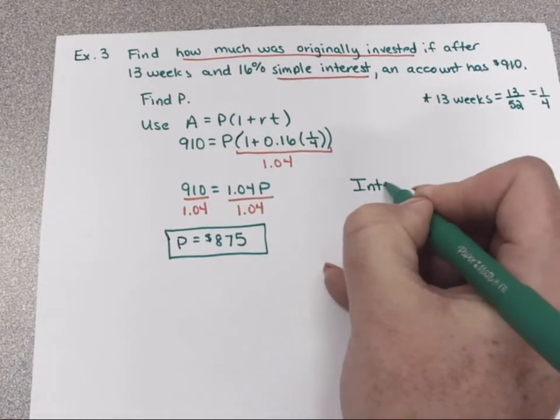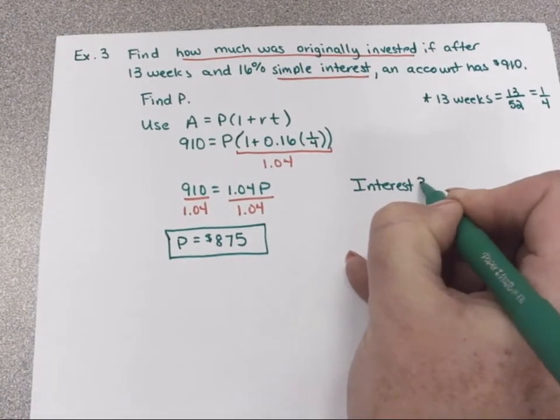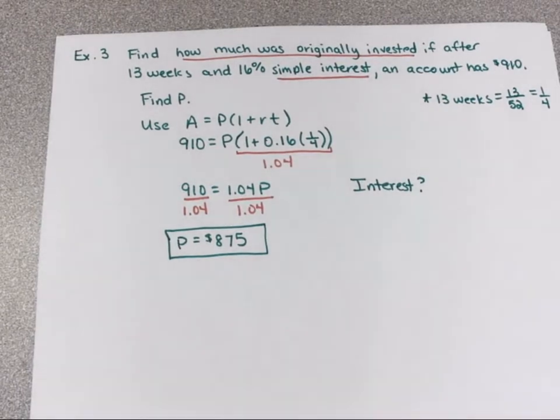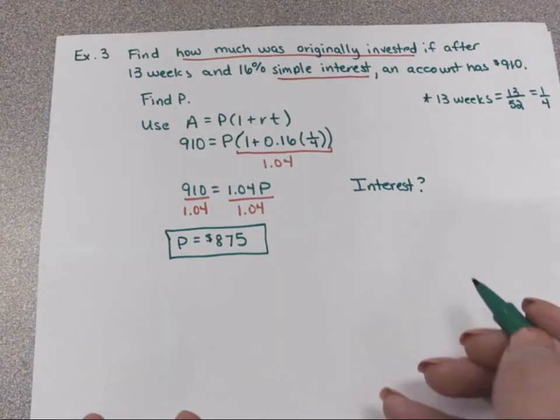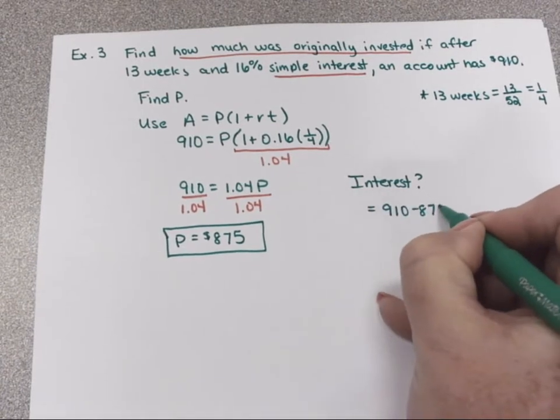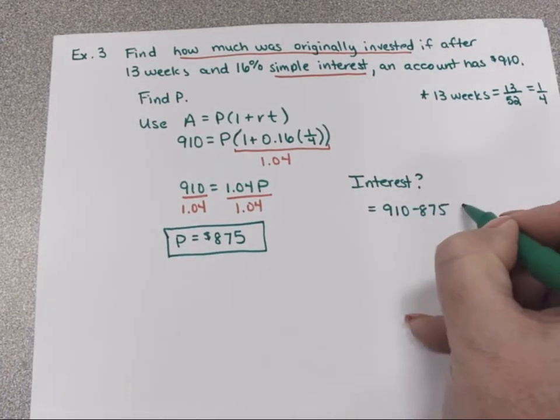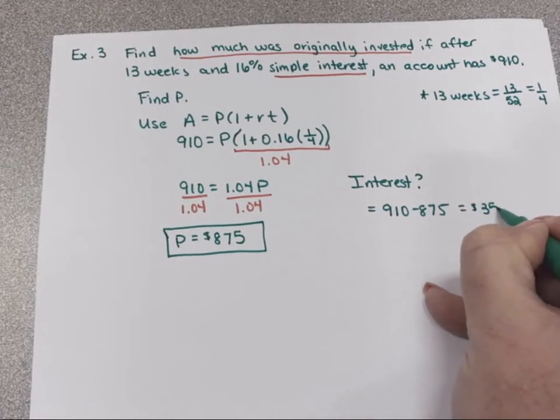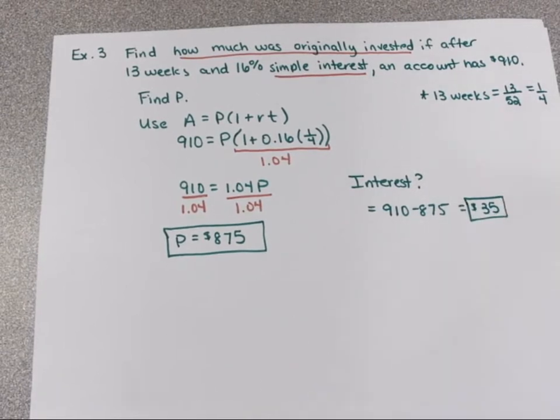So then, what if I asked you for what the interest quantity was? You shouldn't really need a whole new formula. You can just use the information we already have, right? So how would you figure out how much of that was interest? Yeah, so you just do 910 minus 875, and the difference will be the interest that you earned. So it looks like we earned $35, which is actually pretty good for 13 weeks. But again, that's because the interest rate is actually super high.